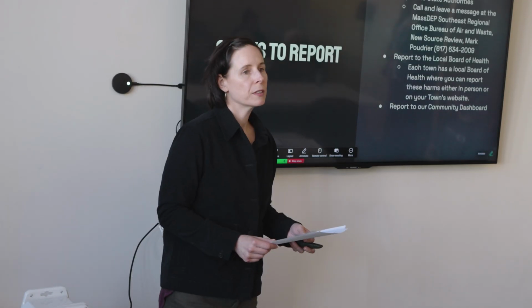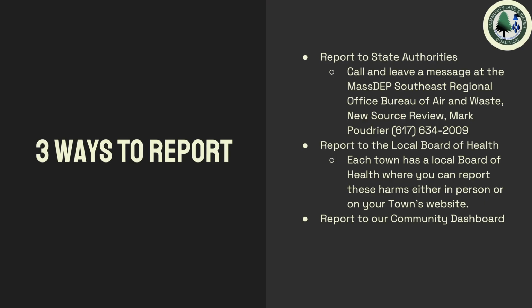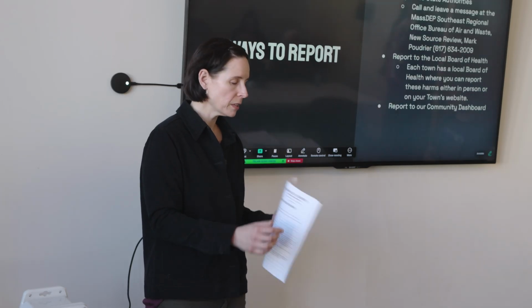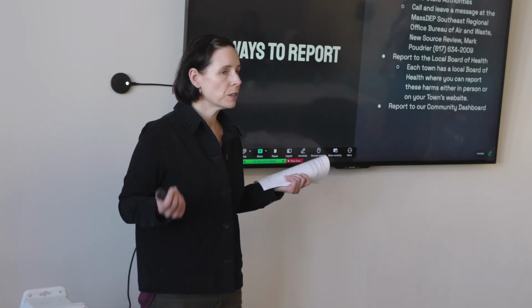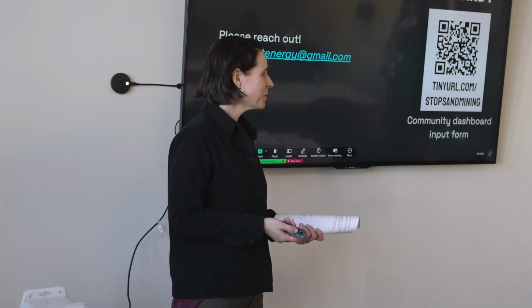And we have 3 ways to report this information. You can report it to the state authorities, to the Mass DEP, the Southeast Regional Office, the Bureau of Air, Waste, and New Source Review. We have a phone number for Mark, the officer for the Bureau of Air, Waste, and New Source Review. You can give him a call and leave a message. You can report it to your local Board of Health. The Town of Carver has access to this form on their website. It's also on our website, so you can make a report to the local Carver Board of Health about what you experienced. And then you can report it to us, and we're going to accumulate all of this information to our community dashboard. And so, do you guys want to do a demonstration of how it works?